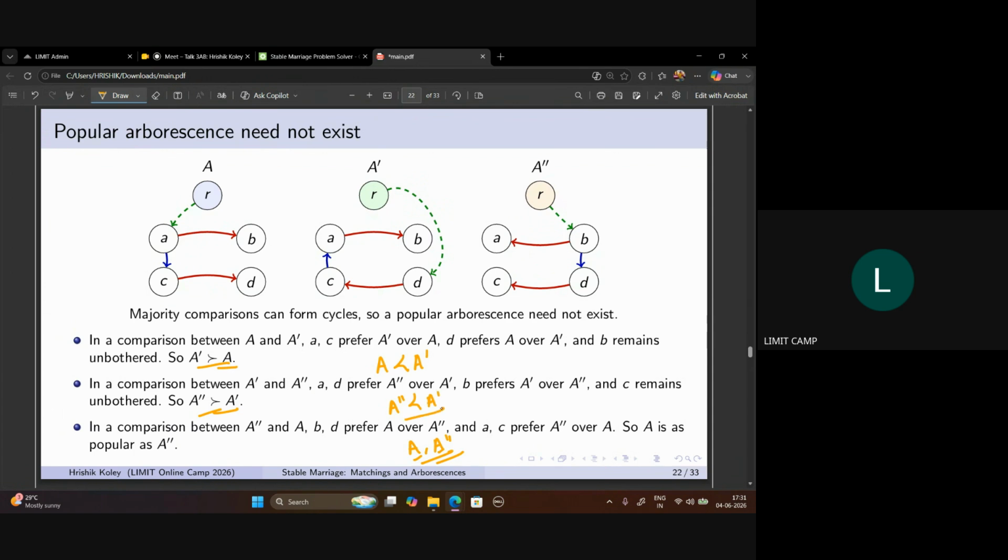It has an implication that since these two are as popular as each other, the ones more popular than one must also be more popular than the other. So you do not have a consensus that one of them is more popular than all of the others. So you end up with the conclusion that a popular arborescence does not exist.